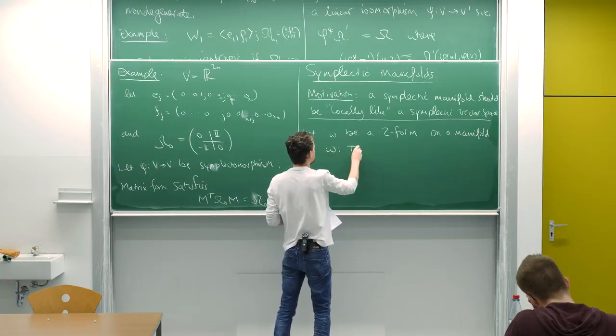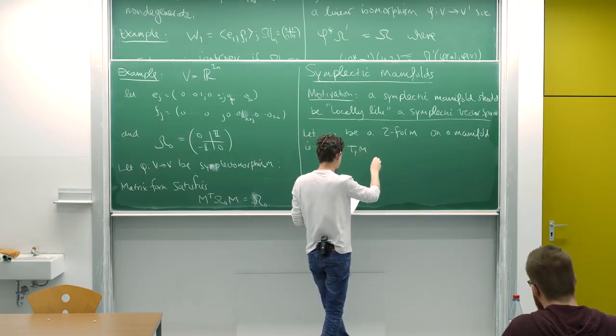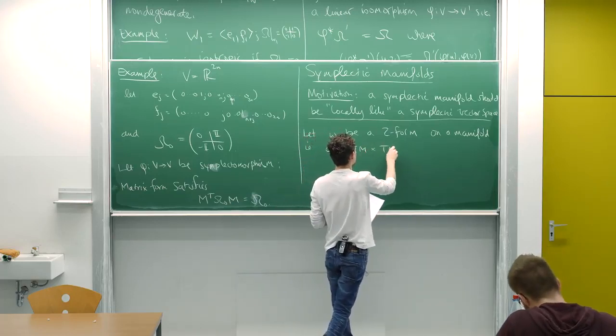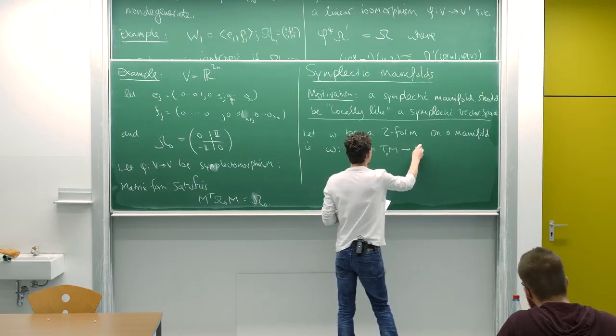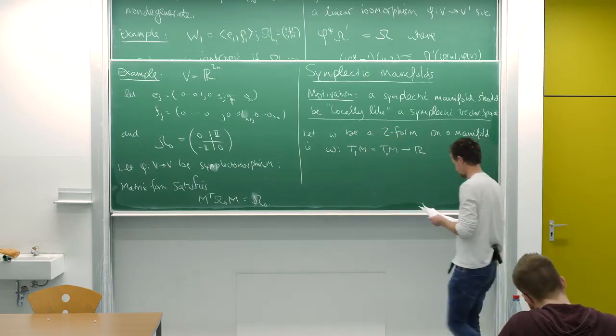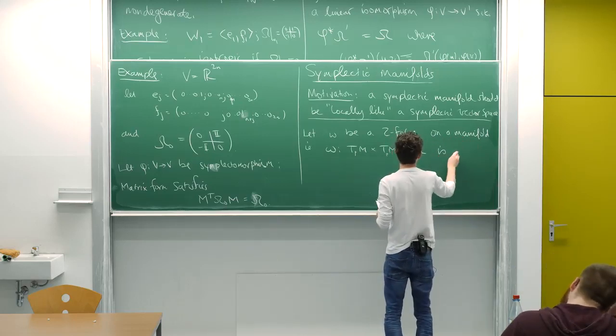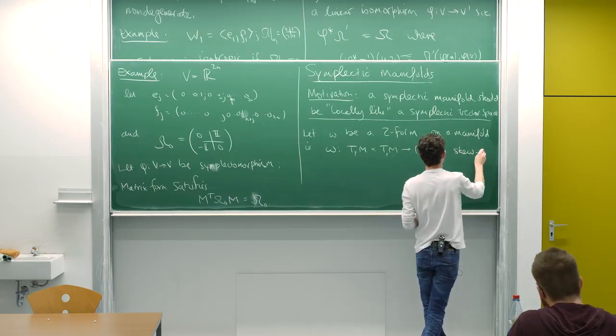You know, and what does omega do? Well, it acts on the tangent space at a point P, cross the tangent space at a point P, gives you a real number, and is antisymmetric, so it's almost everything we need. It's a skew symmetric map.